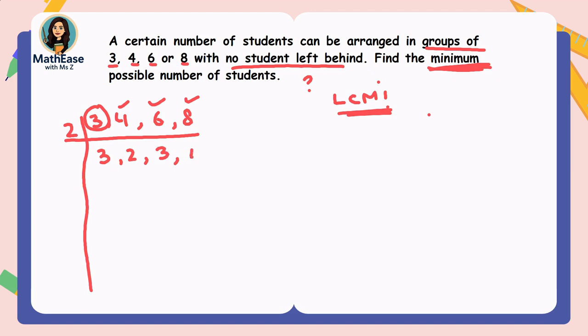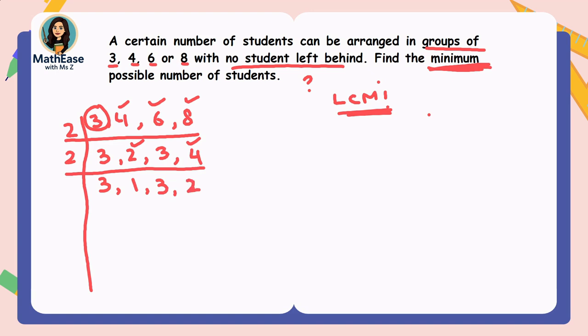Now we have two more even numbers. Remember, in LCM, even if one of the numbers can be divided by that prime number, we have to divide it. So now, since 2 and 4 can still be divided by 2, we're going to divide them by 2 again. So this 3 stays as it is. 2 divided by 2 gives us 1. This 3 stays as it is. And 4 divided by 2 gives us 2.